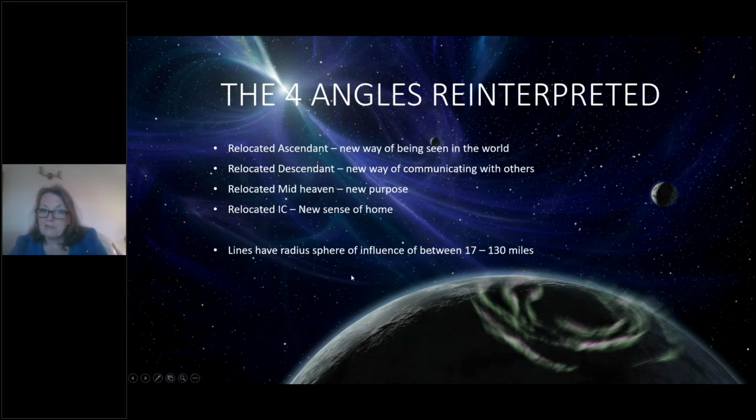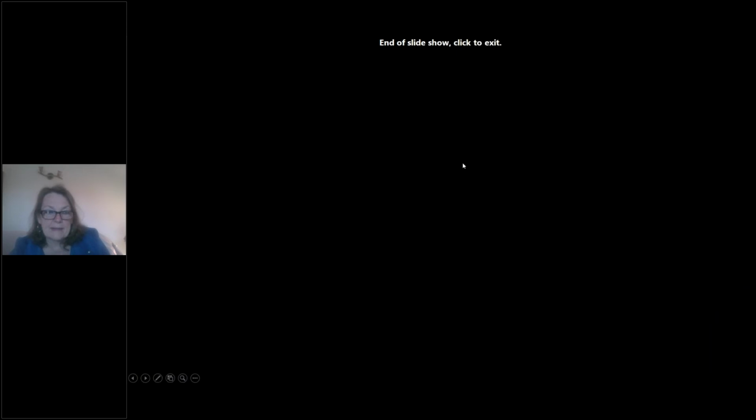The lines then have a radius sphere of influence of between 17 and 130 miles. So, in astrocartography, we don't just look at conjunctions and squares and trines and oppositions. We look at minor aspects like septiles, which have a radius of 34 miles, which indicates seeking conscious choice and higher creativity. We look at quintiles, which are all about externally manifesting creativity. We would look at biseptiles, which have a radius of 17 miles, and triundeciles, which would indicate charged insight, for example.